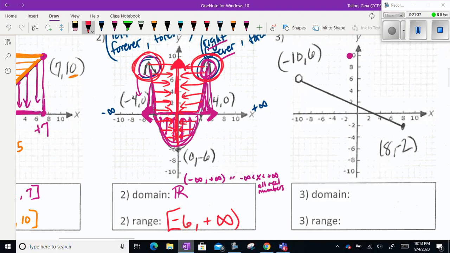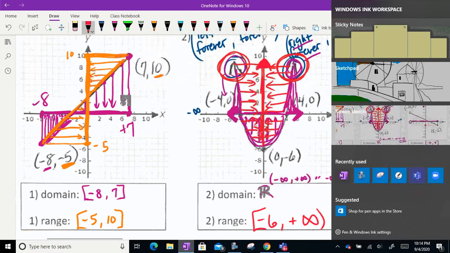Let's see if I can do a little better on the next one here. I won't mess it up so much. Domain. Domain goes from -10 all the way to 8 with a close. So -10 to 8, close on the 8, open on the -10. Let's try range. The range here, if I want to think about it, coming over here a little bit. Okay, close at the -2.